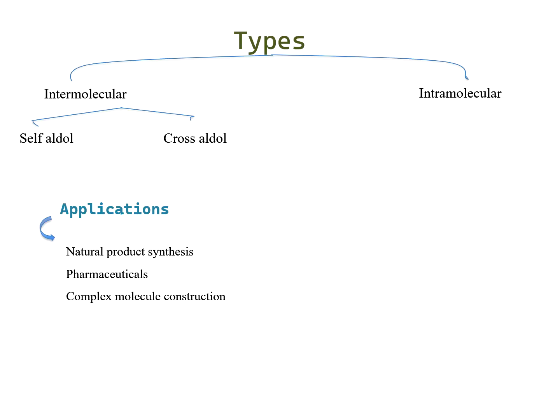Next, we are going to see the types of aldol condensations. Aldol condensations are generally of two types: intermolecular and intramolecular. And intermolecular has two types: self-aldol and cross-aldol. In self-aldol condensation, the aldehyde or ketone is the same molecule; one molecule forms the enolate and that also acts as the electrophile. In cross-aldol condensation, one molecule forms the enolate and another molecule acts as the electrophile.